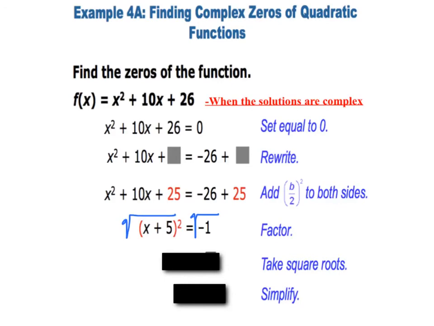x plus 5 is equal to plus or minus the square root of negative 1. Now, remember what the square root of negative 1 is. This is i, okay? But I need to get this x by itself. So I'm going to do that by subtracting 5 from both sides. And when I subtract 5 from both sides, you're going to get x is equal to negative 5 plus or minus, and let's replace that square root of negative 1 with an i, and we end up with that answer right there. And notice what that is. It is a complex number. Why? Because it has a real part and an imaginary part.